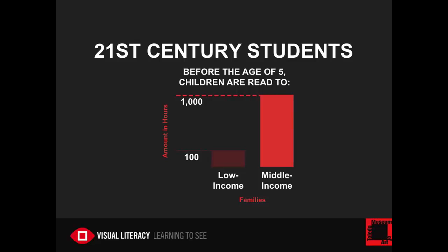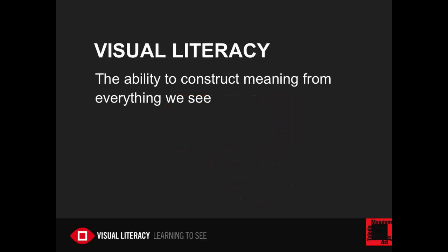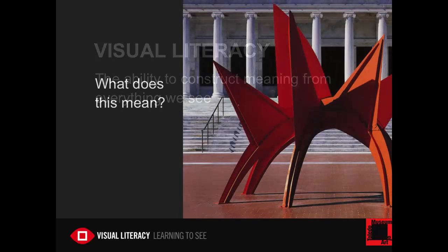It's considerably a question that is socioeconomic. If you're a child from a lower income family, you've been read to on average about 100 hours by the age of 5. But if you're from an upper income or middle income family, you've been read to over 1,000 hours by the age of 5. So you're 10 times more advantaged going to school. Visual literacy is essential because we need to be able to construct meaning, to make sense of everything that we see. What does this mean?